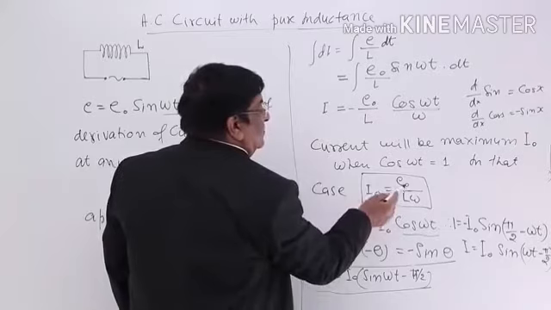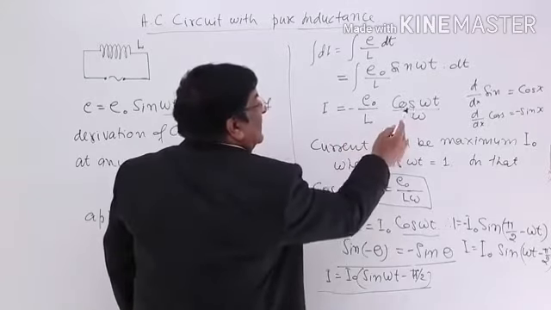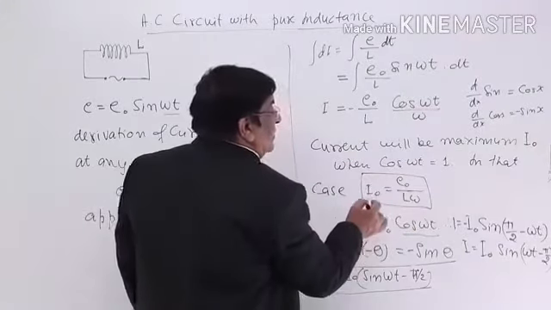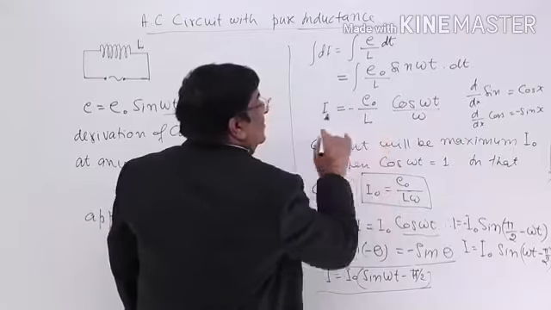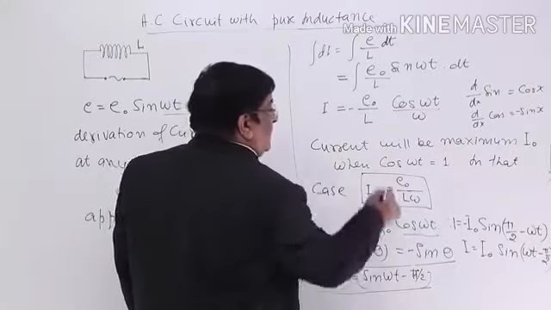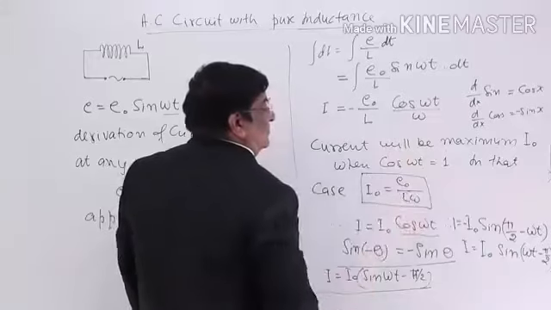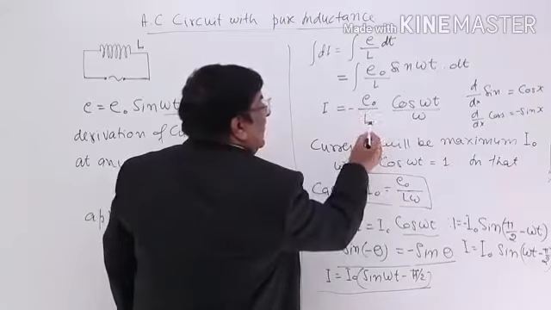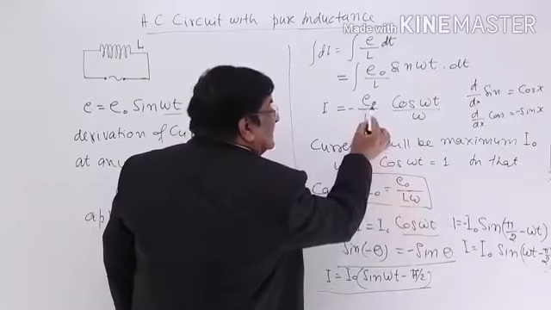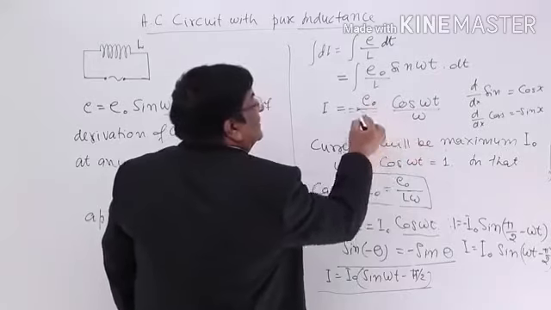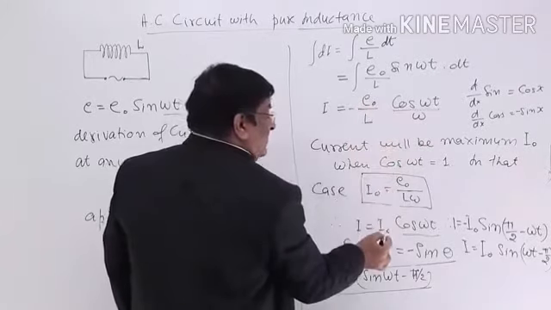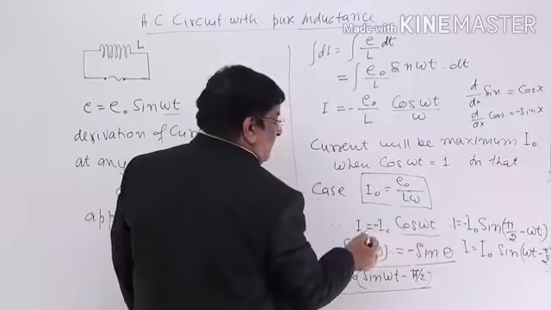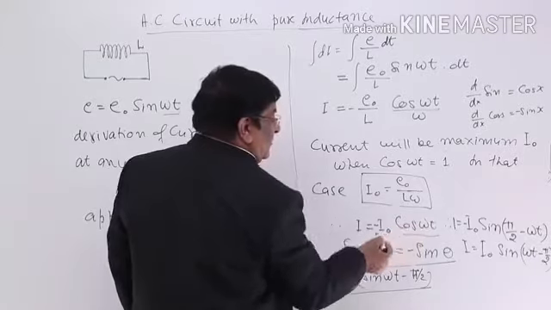So, I naught is equal to E naught upon L omega, and this has become 1 in case of maximum. So, I naught is equal to E naught upon L into omega. Now this E naught upon L into omega we replace in this equation by I naught. So what is there? Negative cos omega t. So I is equal to I naught cos omega t.